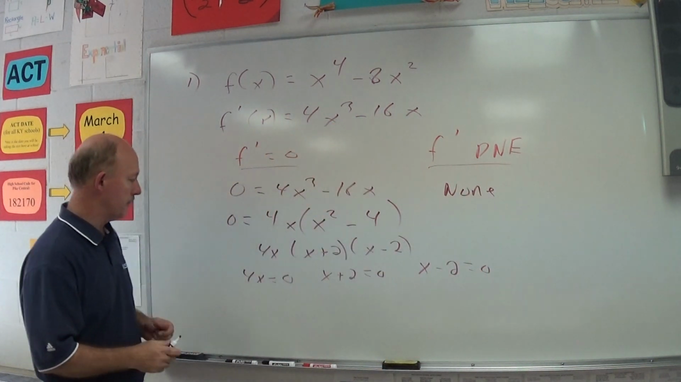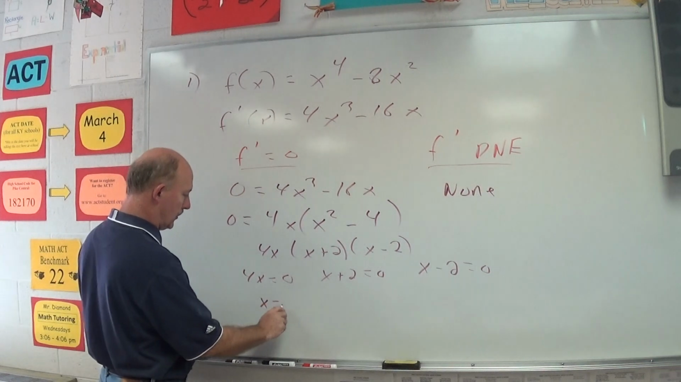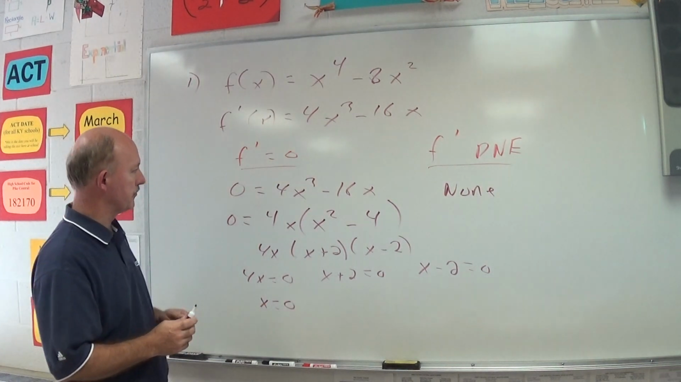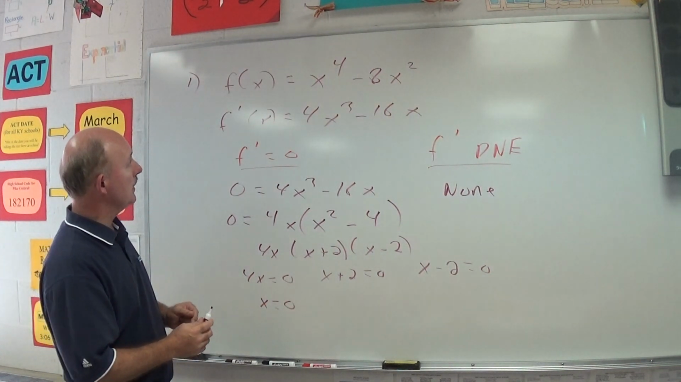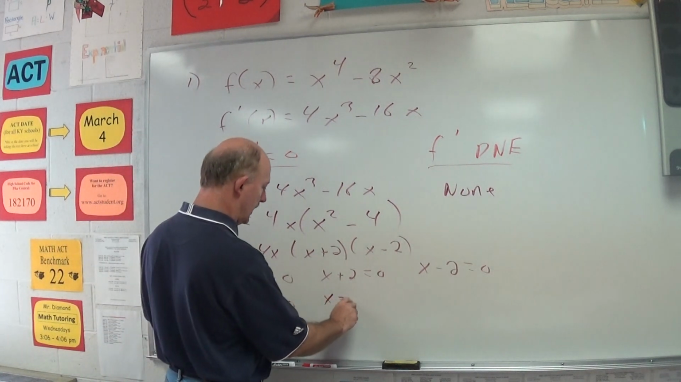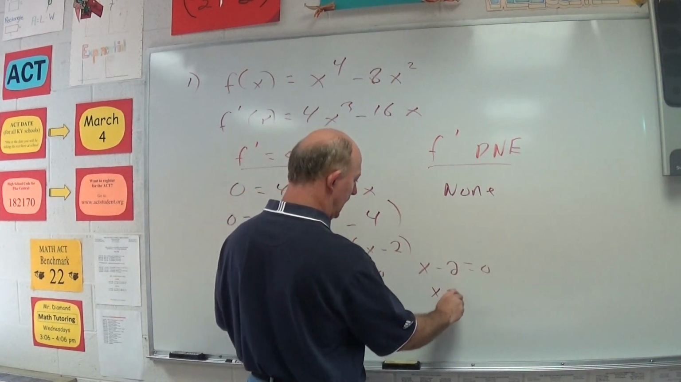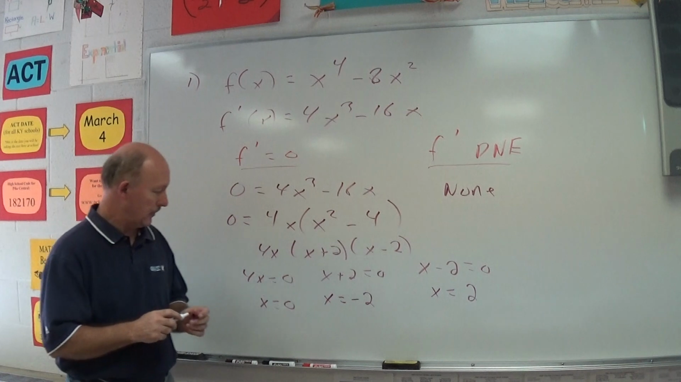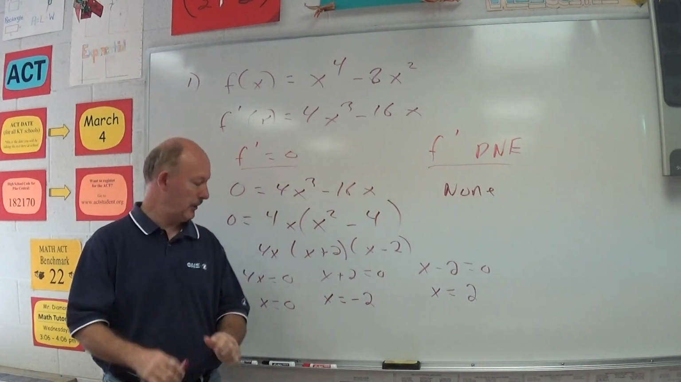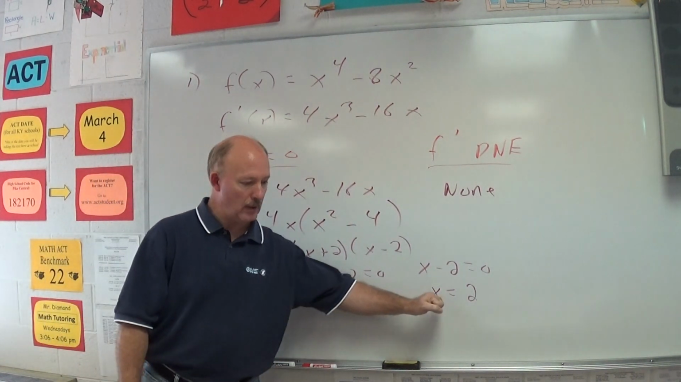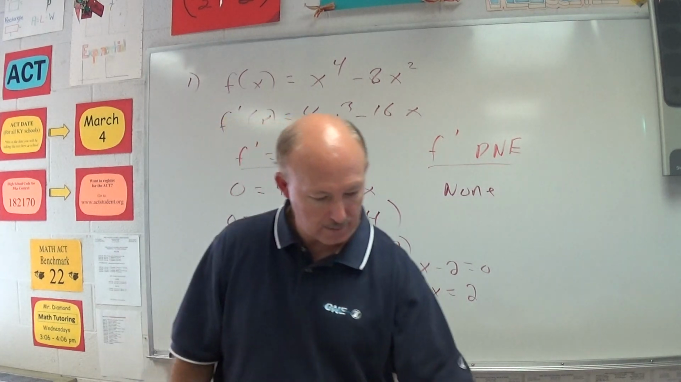As you solve these, you end up with x equals 0 here. That'll be our first critical number. The second critical number would be x equals negative 2, and the third one would be x equals positive 2. So there are three critical numbers here: 0, -2, and +2.